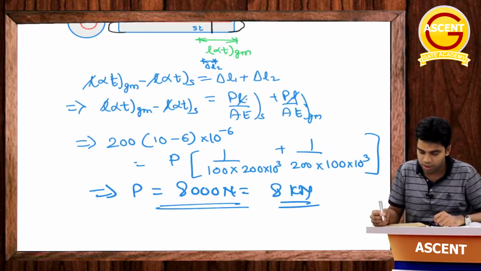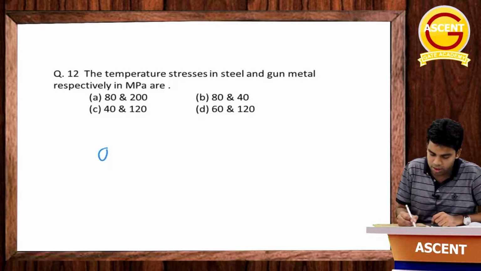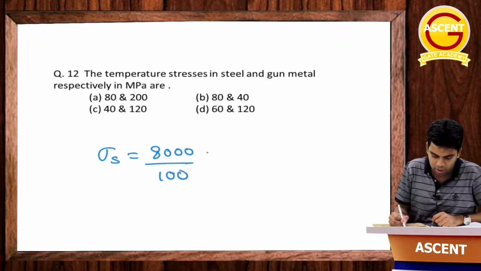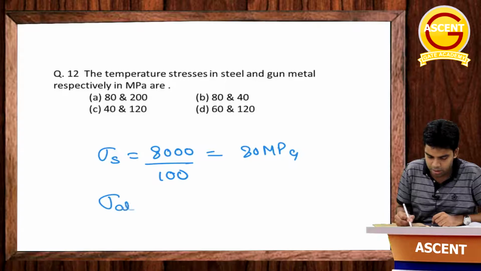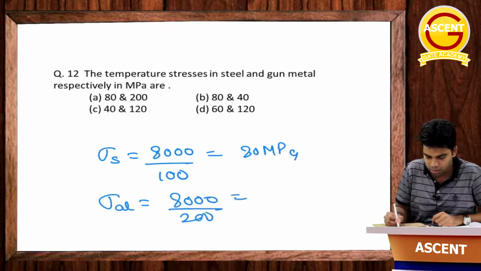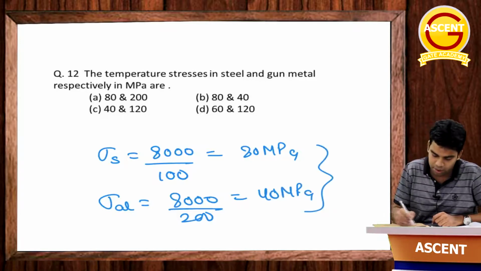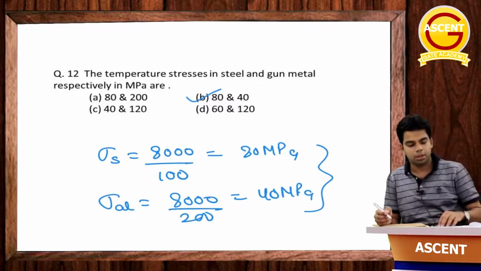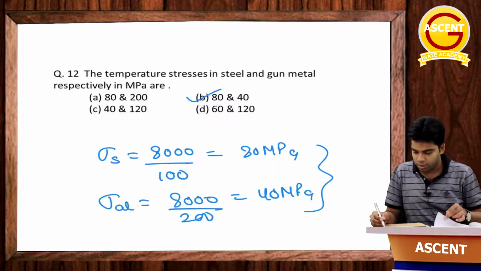Now we have to determine the stress, the temperature stress. So sigma steel will be equal to force upon area. Force is 8000 divided by area of steel, which is 100, so this will be equal to 80 megapascal. Similarly, sigma aluminium is equal to 8000 divided by area, which is 200, so this will be equal to 40 megapascal. So the answer is 80 megapascal and 40 megapascal. Clear or not? Okay, next question.